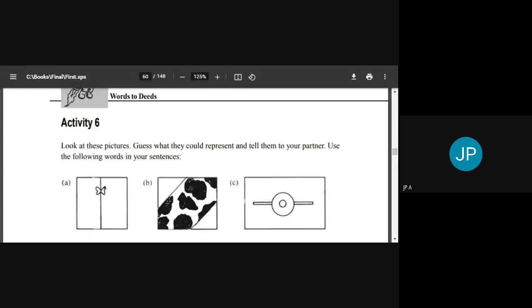Okay. B. Next image is, what is the next image? So we can use different structures. Maybe, any of these structures could be used. What could it be? What it might be? It might be, or it could be.